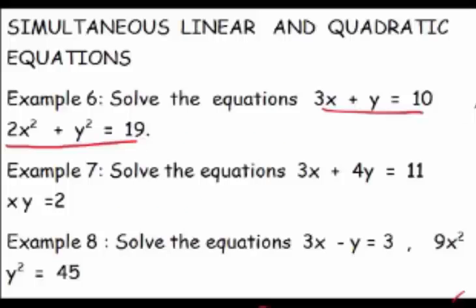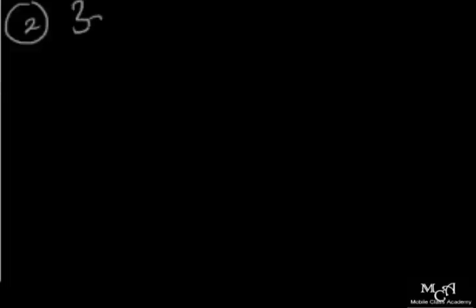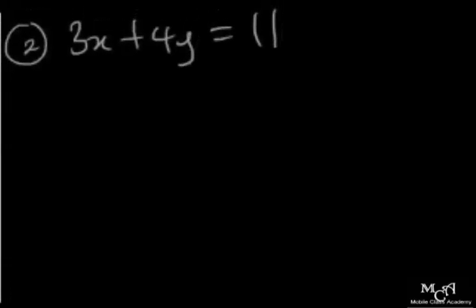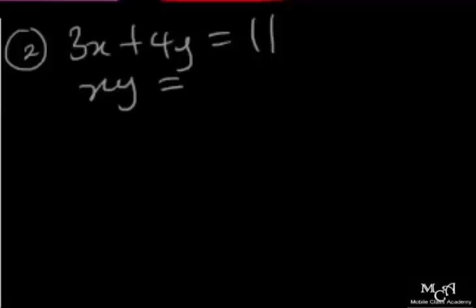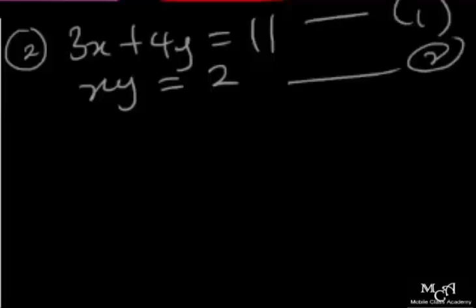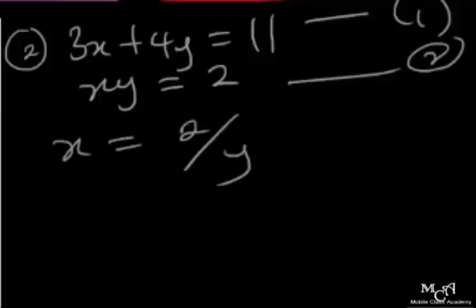Let's see the second one, which is example 7 for your simultaneous linear and quadratic, one linear, one quadratic. The second question, number 2, we have 3x plus 4y equal to 11, xy equal to 2. So I can just make x subject of formula here. This is equation 1 and this is my equation 2. From equation 2, I can make x subject of formula. I have 2 over y. So that becomes equation 3.